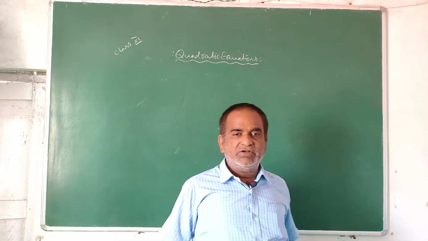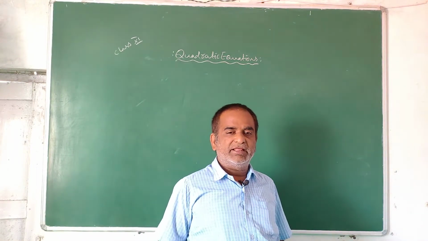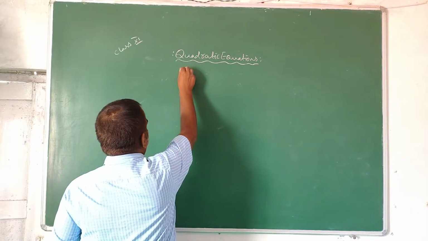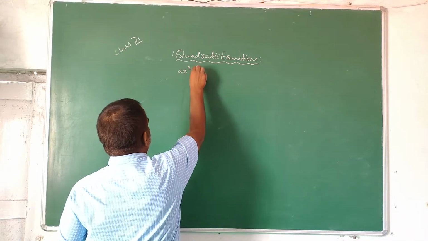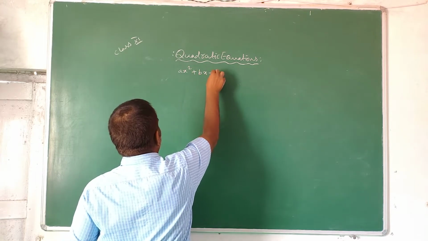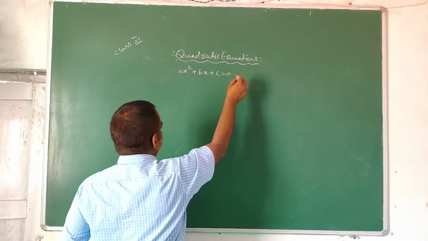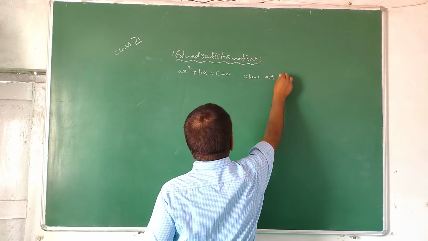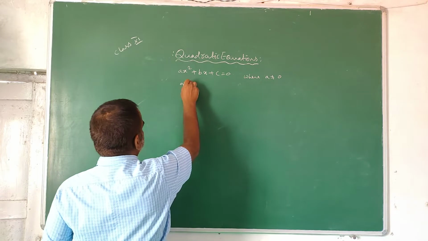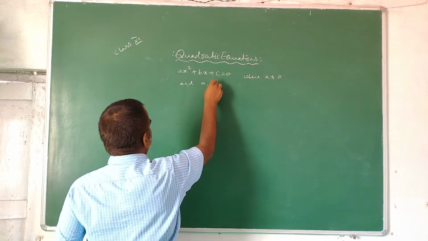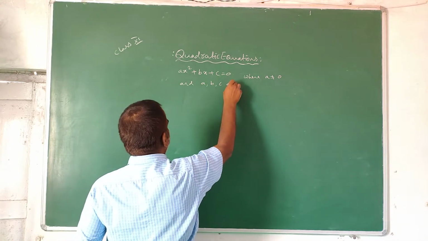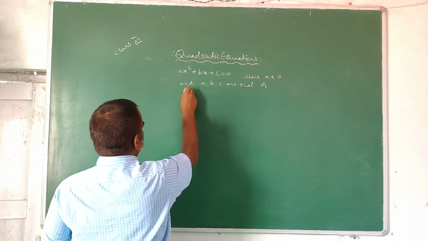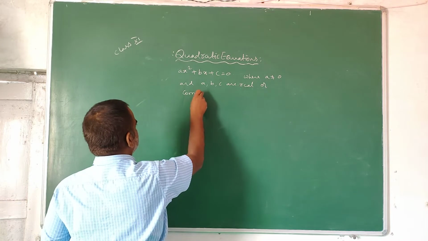Dear 11th class students, today we are starting a new chapter, quadratic equations. Do you know what a quadratic equation is? An equation of the form ax square plus bx plus c is equal to 0, where the leading coefficient is not 0 and a, b, c are real numbers or complex numbers, is known as a quadratic equation.